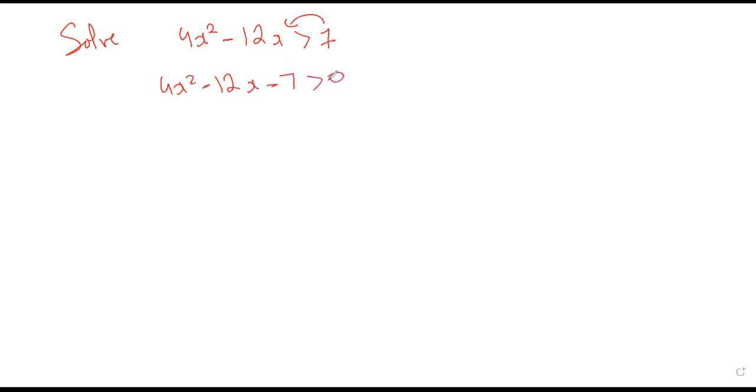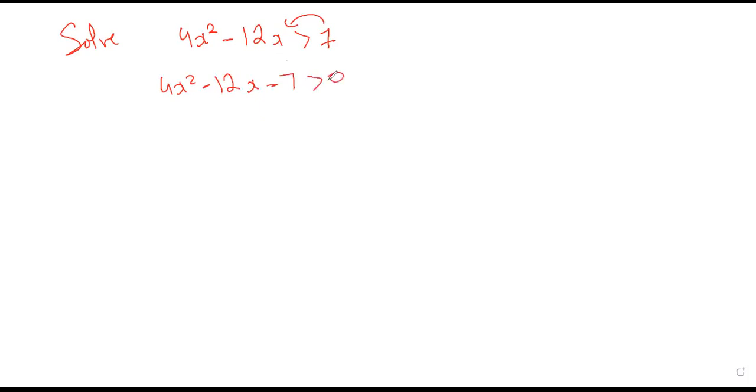the question is solve 4x square minus 12x greater than 7. Okay. Again, this is not the general form. We need to take 7 here. 4x square minus 12x minus 7 greater than 0.